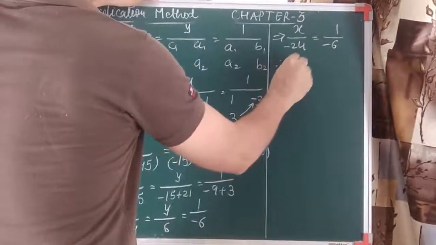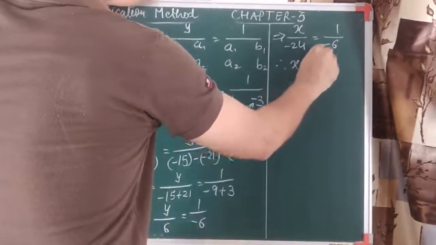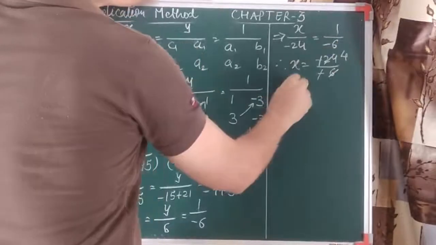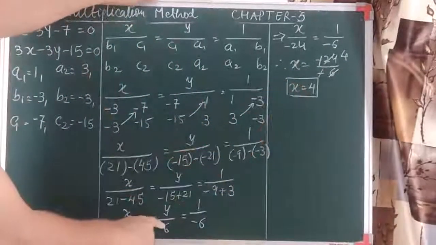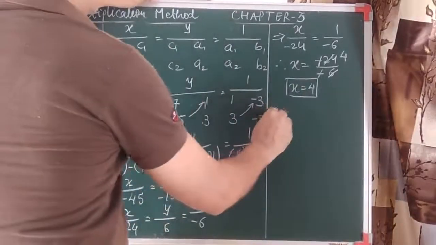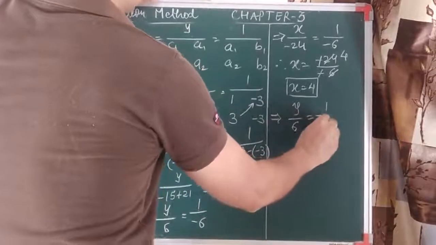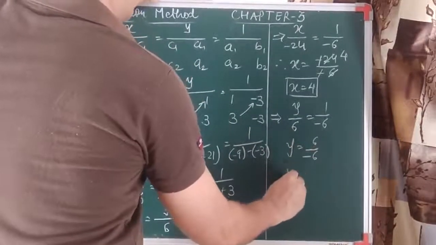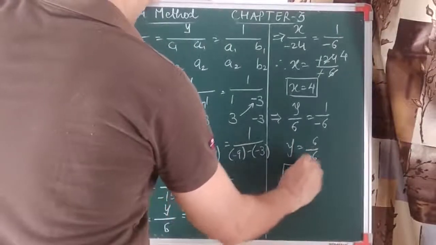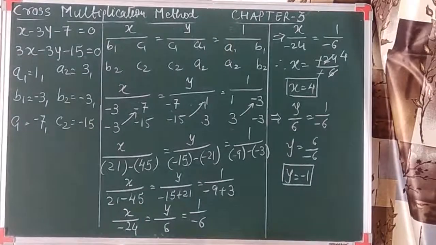I take this minus 24 to the right hand side, it comes in the numerator. Both the minus cancel and 6 4s are 24. So the value of x we obtain is 4. Now we are comparing y and the constant. So y upon 6 equals 1 upon minus 6. So y equals 6 upon minus 6. So the value of y comes minus 1. So the solution of this pair of linear equations in two variables is 4, minus 1.